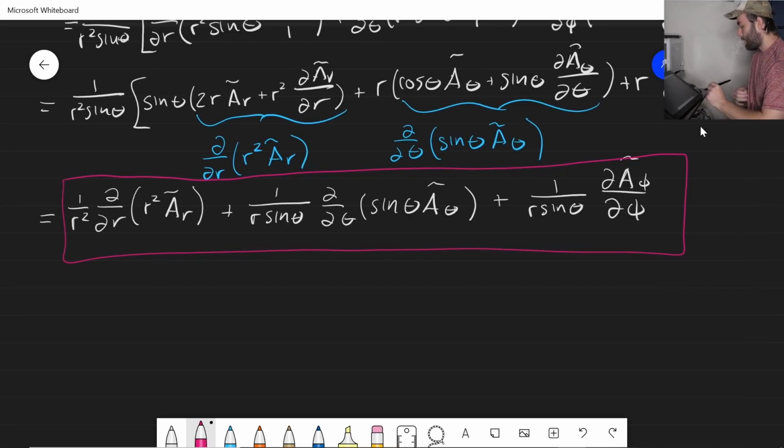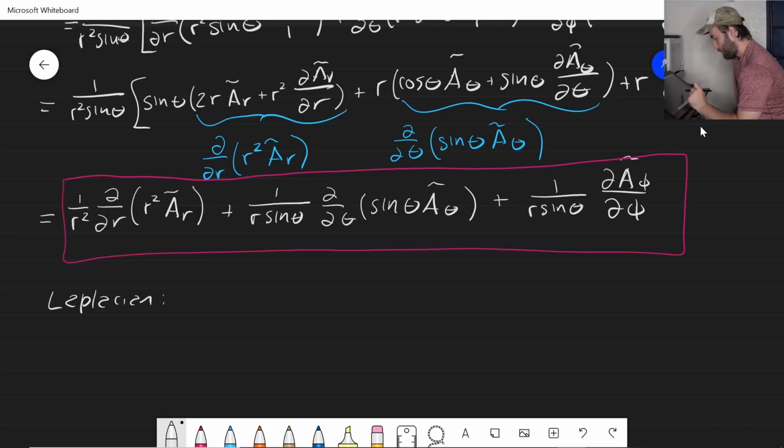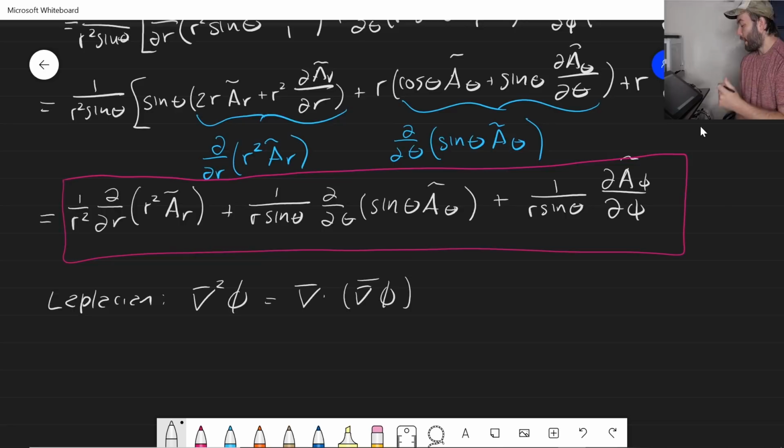Now the last thing is we want to find out what the Laplacian is. Let's write it out first. Usually we'd write that as del squared of a scalar function phi, which is just the divergence of the gradient of that function phi. Okay, well now we know the gradient of a scalar is just another vector. So really all we're doing here is taking the divergence of a vector.